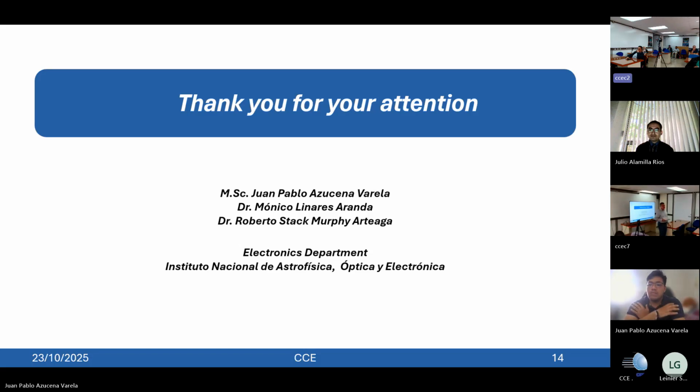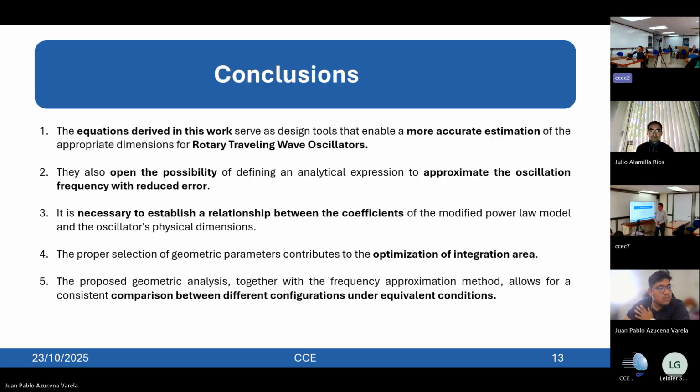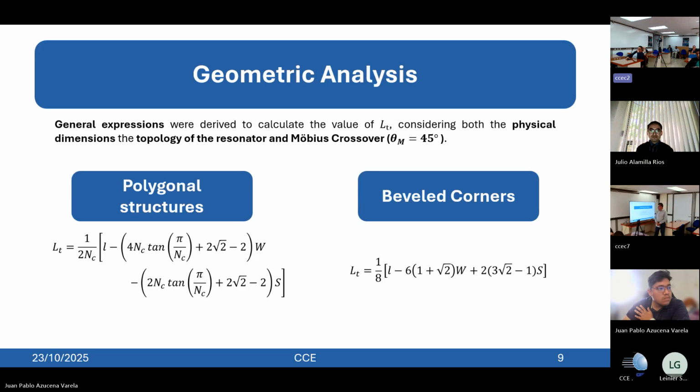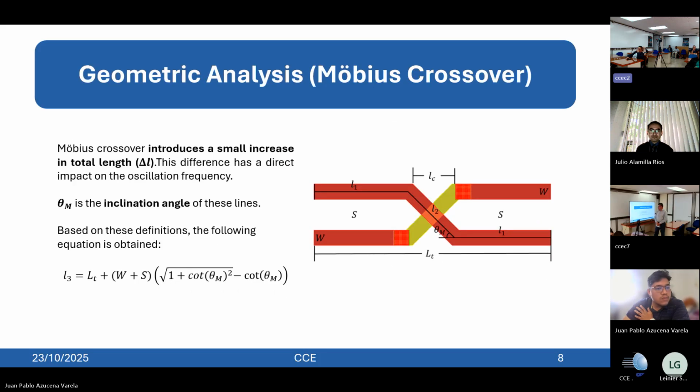I have a question. Could you please explain briefly what topological aspects, such as the type of connection, symmetry, or the use of a Mobius connection, have the bigger impact on frequency and how it is reflected in the equation?